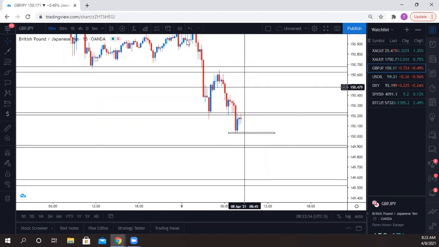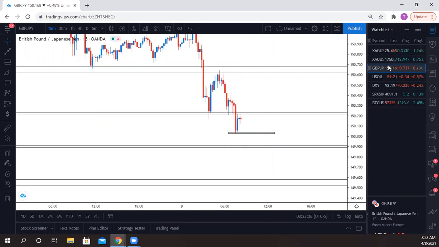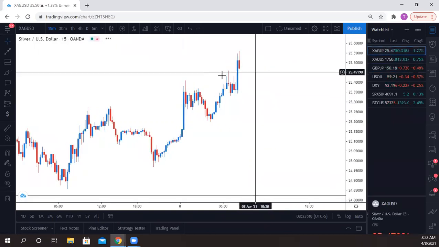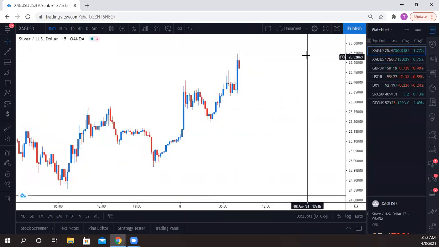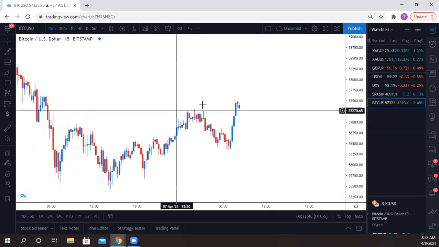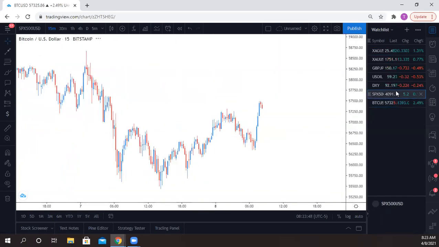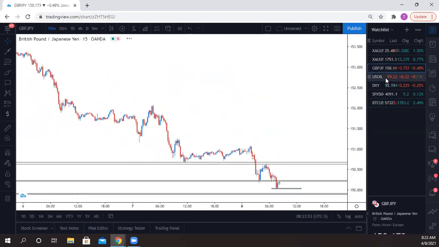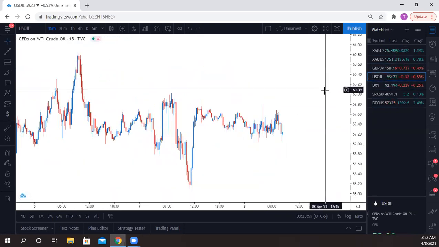So what I like to do is trade the pound, yen, and gold. Everything else you see, like silver, I just track for the price. I don't actually trade it, I just invest in it. Bitcoin, I have it up here just to track the price. I don't trade it. S&P, same thing. The DXY is the dollar. Oil, I just track it. I don't really trade it.